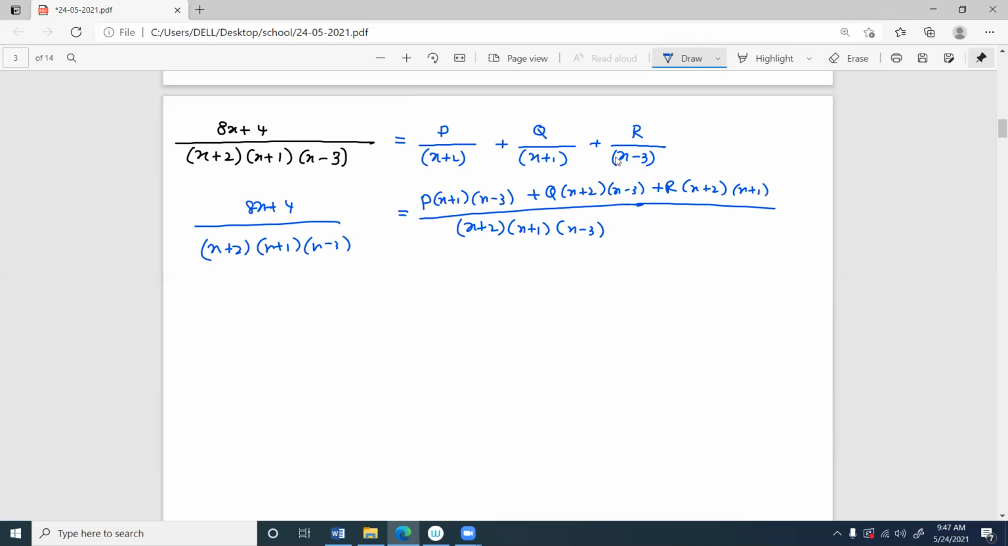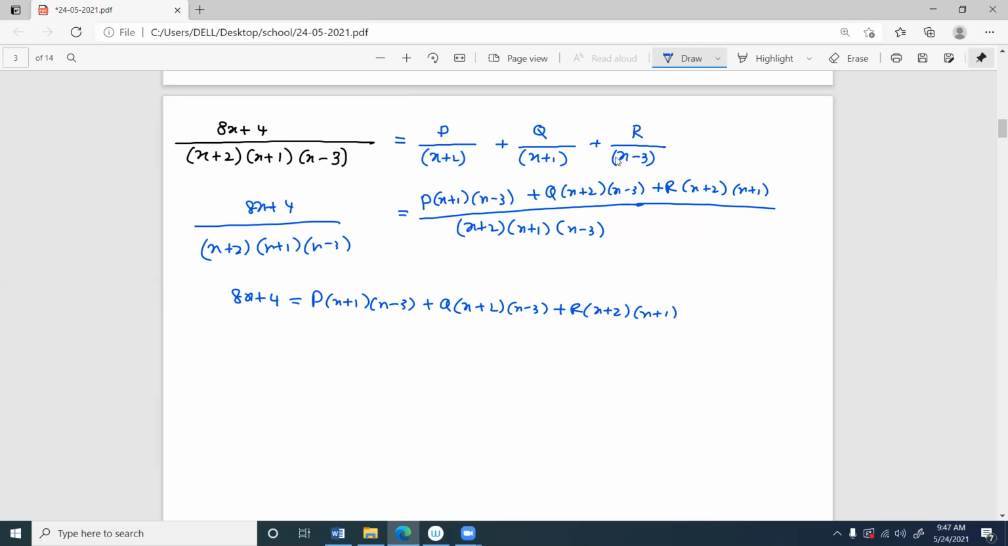Okay. Now you can say, since the denominator is similar, you can equate the numerators. P times of x plus 1, x minus 3, plus q times of x plus 2, x minus 3, plus r times of x plus 2, x plus 1. Right, okay. Then what you can get here is, I need to find the value for P.